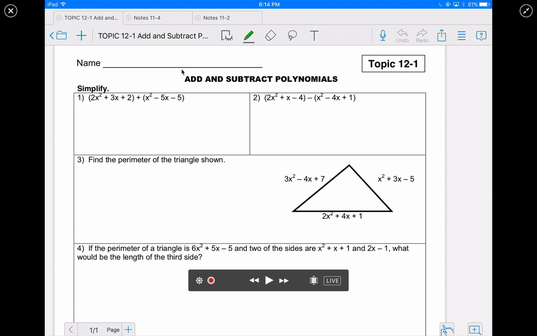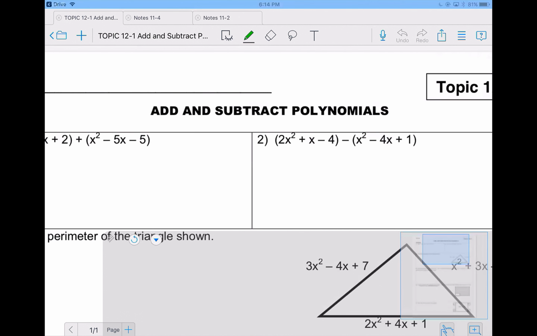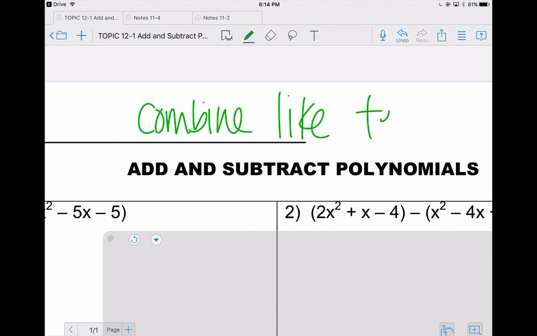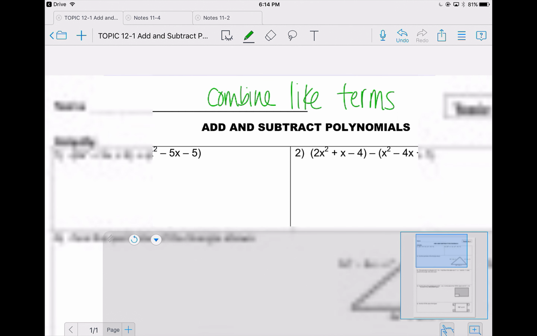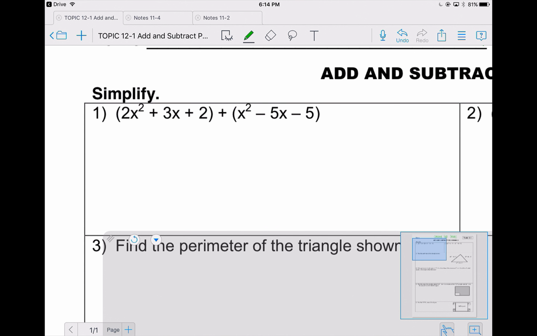This video covers topic 12.1, adding and subtracting polynomials. When you add or subtract polynomials, it's basically a fancy way of combining like terms. So you're just telling me how many total x squareds, how many x's, and how many numbers.